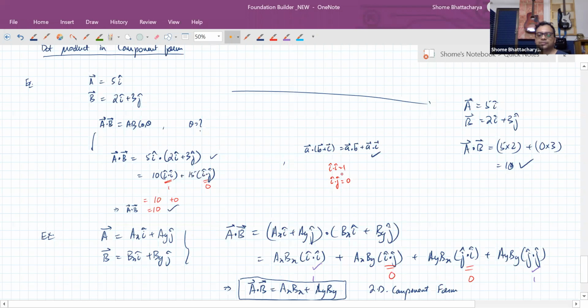This distributive property and this, that i cap dot i cap is 1, j cap dot j cap is 1. And later we'll see k cap dot k cap being 1 will also become important. Whereas i dot j is 0, j dot k is 0, and k dot i is also 0. So making use of this set of properties and the distributive property, we can come up with a formula. So just make a note of this, people.